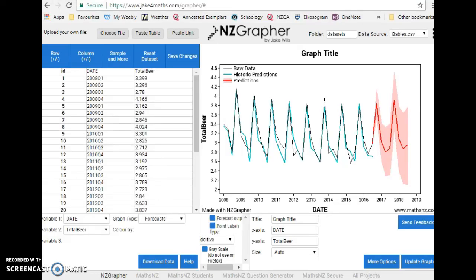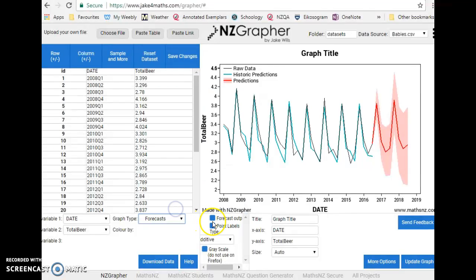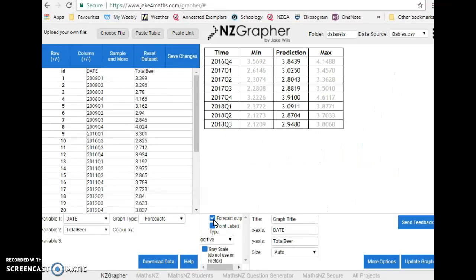New Zealand Grapher has 3 graphs for time series. You'll find them under graph type, and look for time series. There they are. You'll need each of those 3 graphs for your report, plus the table you just discovered.